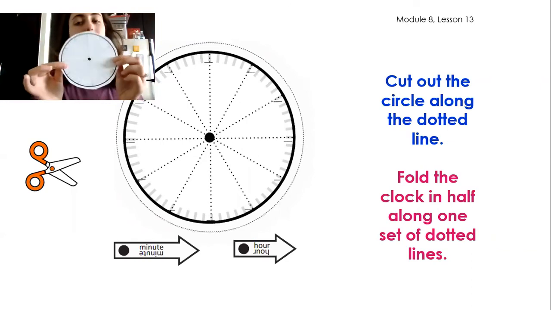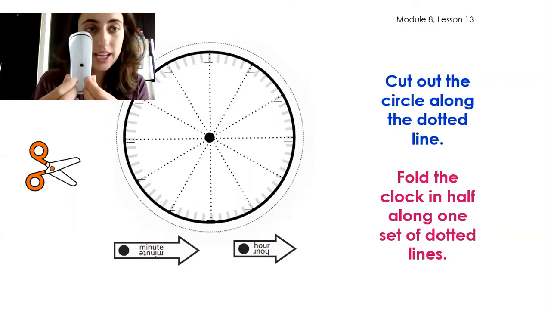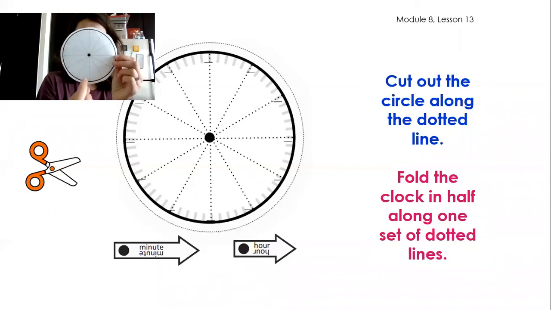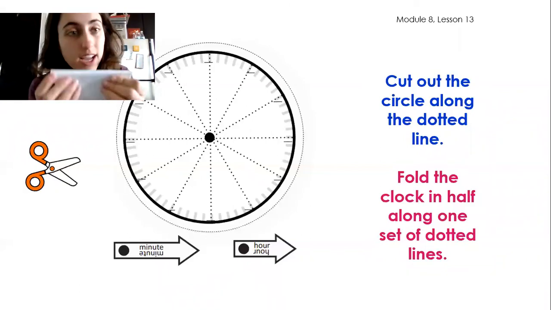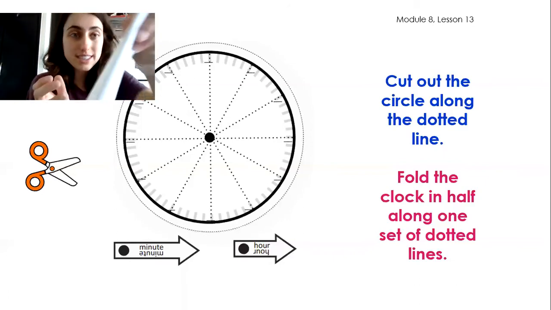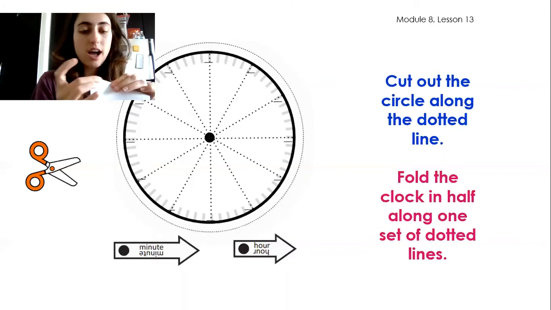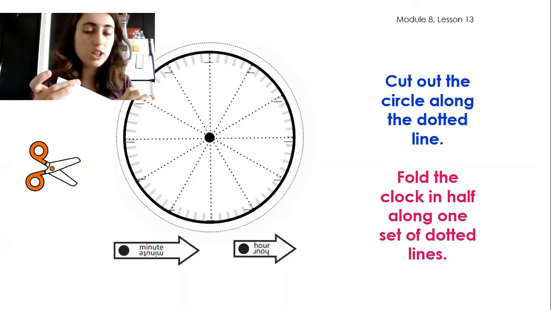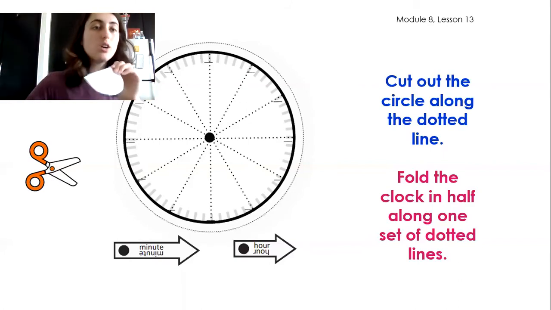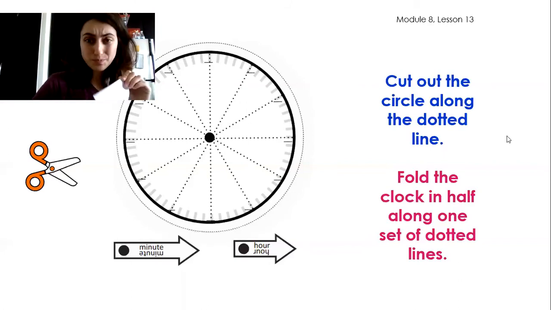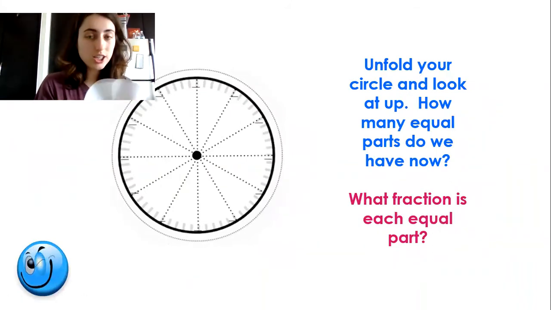So we want to fold this clock in half along one set of dotted lines, okay? So I'm going to choose that line that I just have right there. I'm going to fold it in half on that line, making sure that I can see through it a little bit, and I'm folding it along that line, not messy. Once I've folded it in half like a little taco along those lines, I want you to unfold it and look at it.